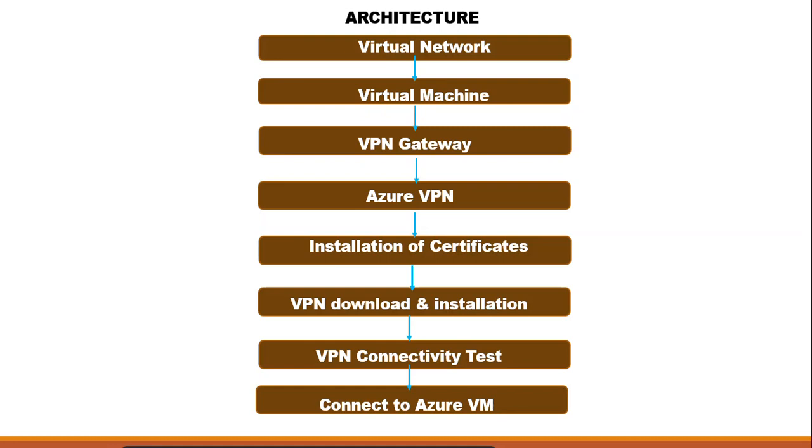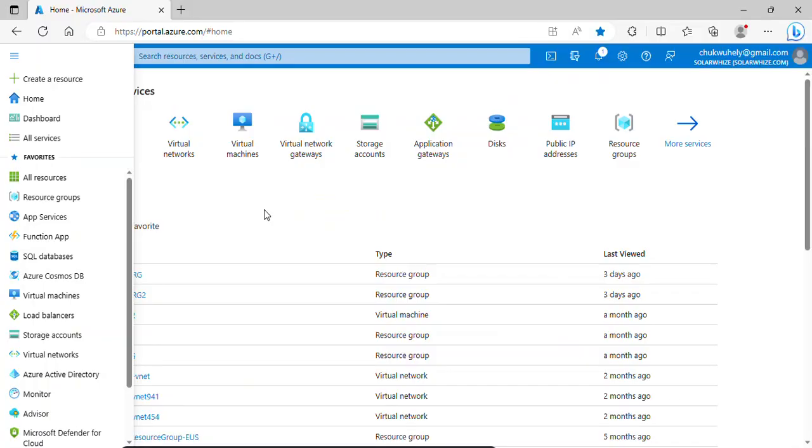If you are ready, I'm actually ready. So now let's go over to the Azure portal to get started. So this is my Azure environment, my Azure portal. The first resource we'll be creating is Azure Virtual Network. So let's go ahead and deploy Azure Virtual Network.